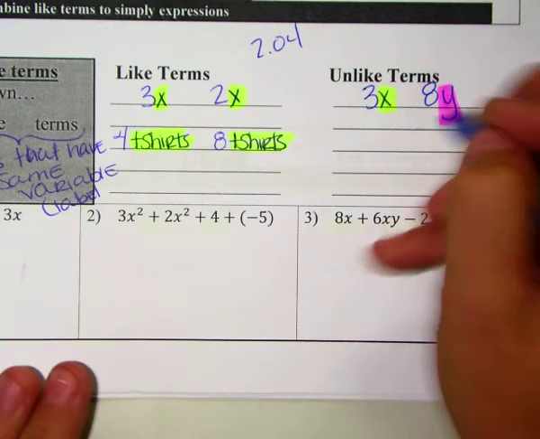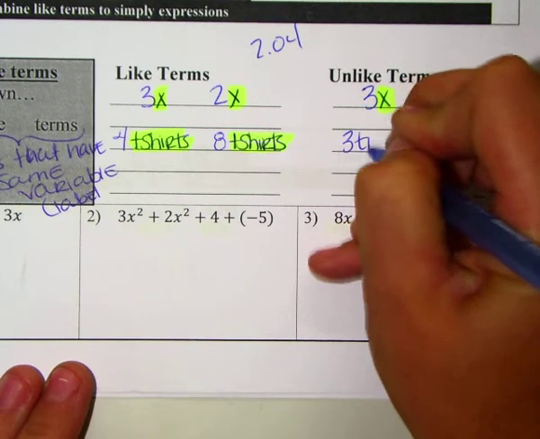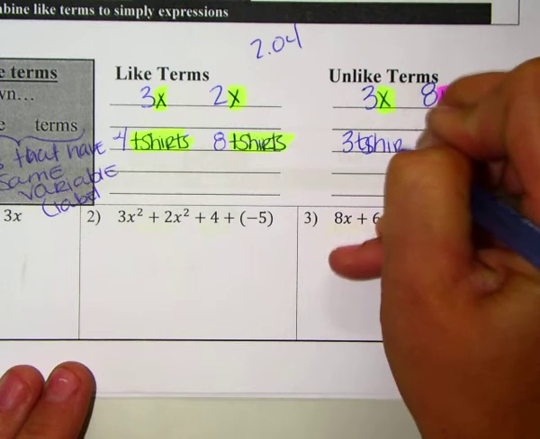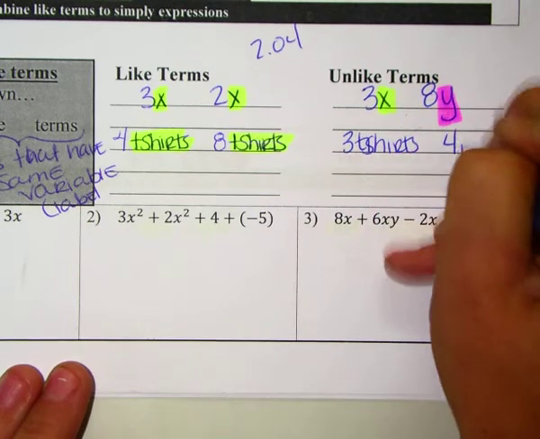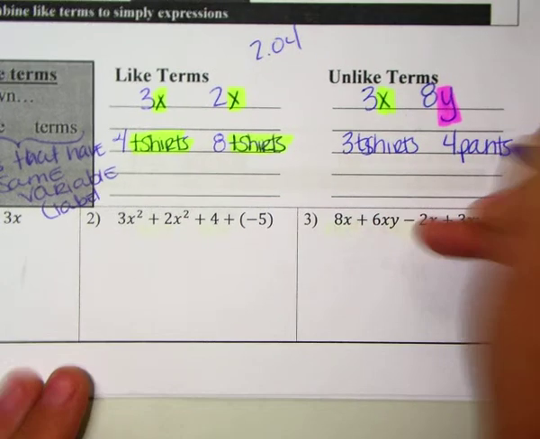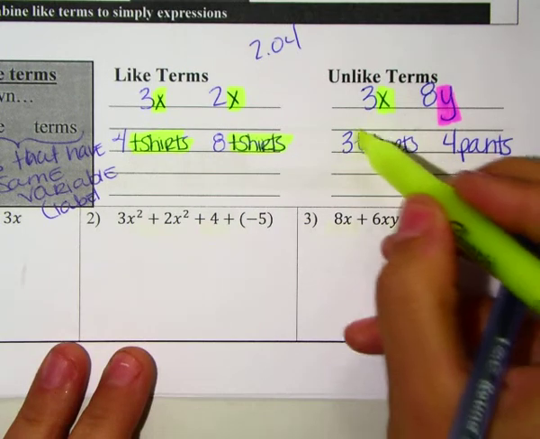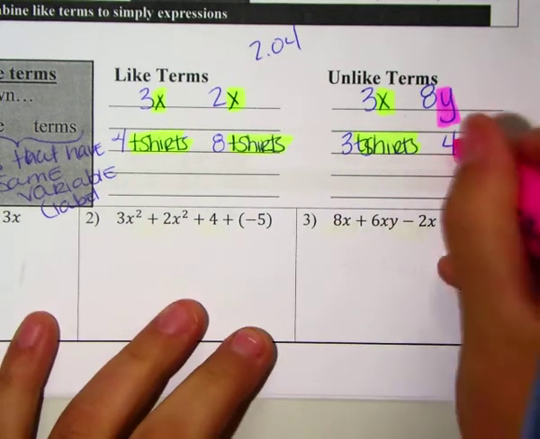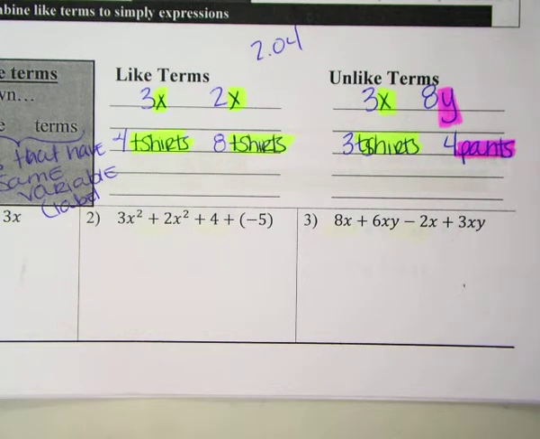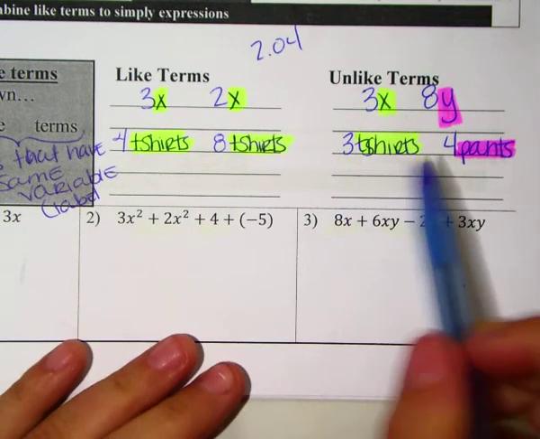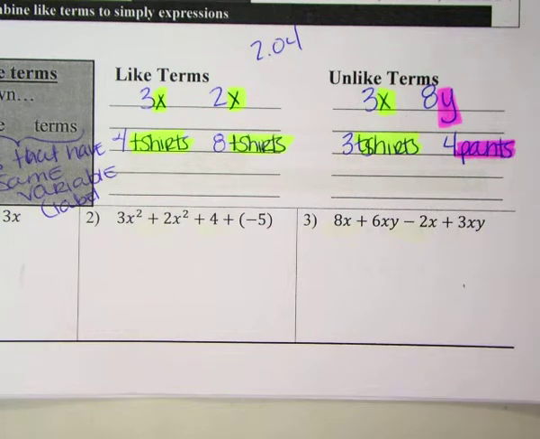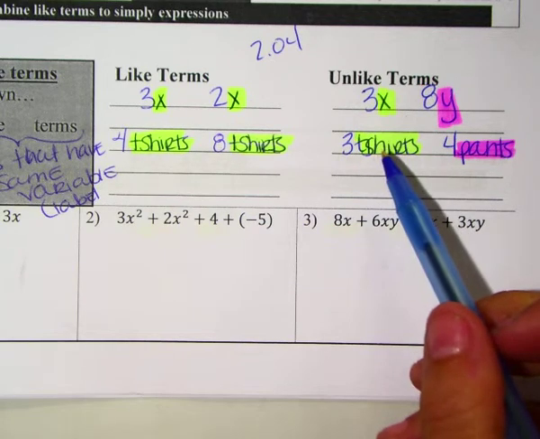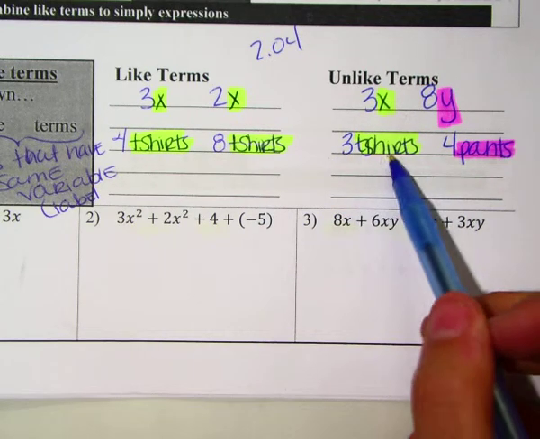The unlike example would be something like 3 t-shirts and 4 pants. I might have 3 t-shirts in my closet, and I might have 4 pairs of pants in the wash. I wouldn't say that I have 7 t-shirts because I only have 3 t-shirts. I only have 3 of that label.